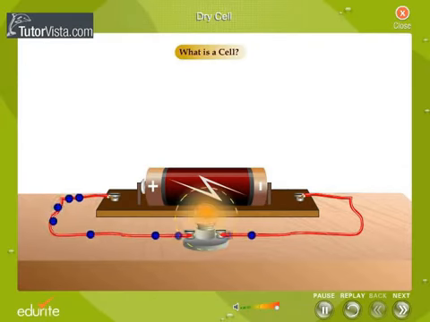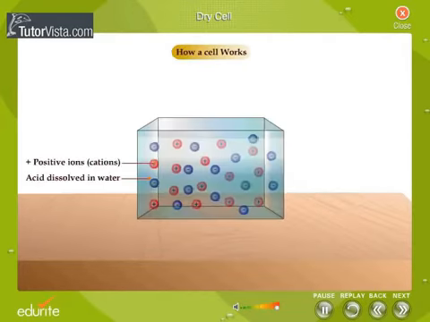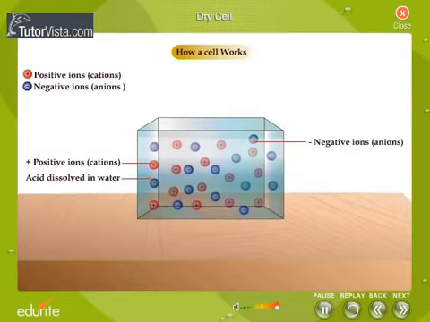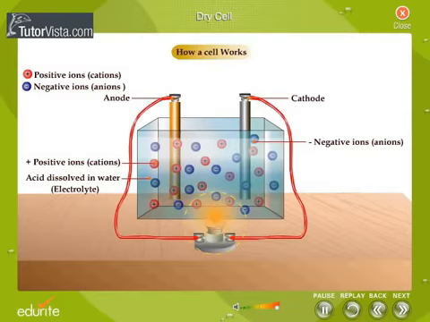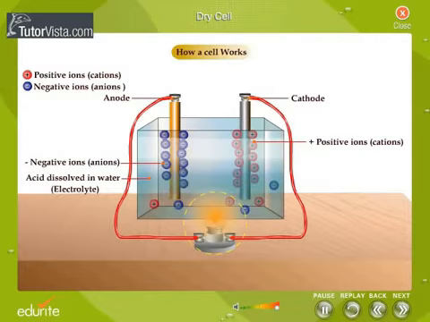Reactions. It pumps electrons along wires, namely positive ions or cations and negative ions or anions. These types of solutions form the electrolyte of a cell. Metal rods immersed in electrolytes act as electrodes. The positive electrode is the anode and the negative electrode is the cathode. These electrodes attract oppositely charged ions, resulting in flow of electrons.